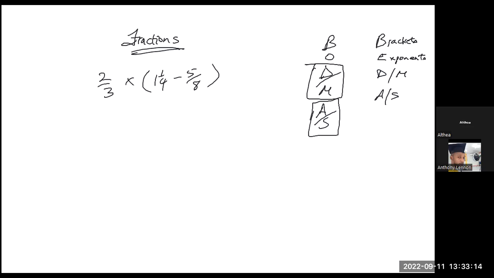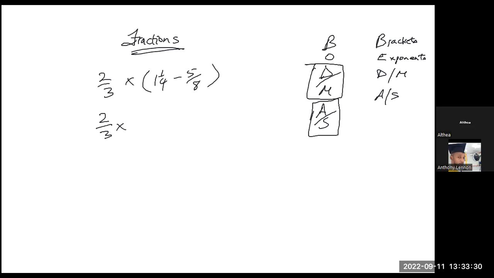Whichever comes first. So we don't really go in this order, B-O-D-M-A-S. It's just when we reach D and M, whichever comes first, and A and S, whichever comes first. So addition and subtraction, A-S, and division and multiplication, D-M. Okay, so we're doing brackets first. I'm going to put back what we're not using.